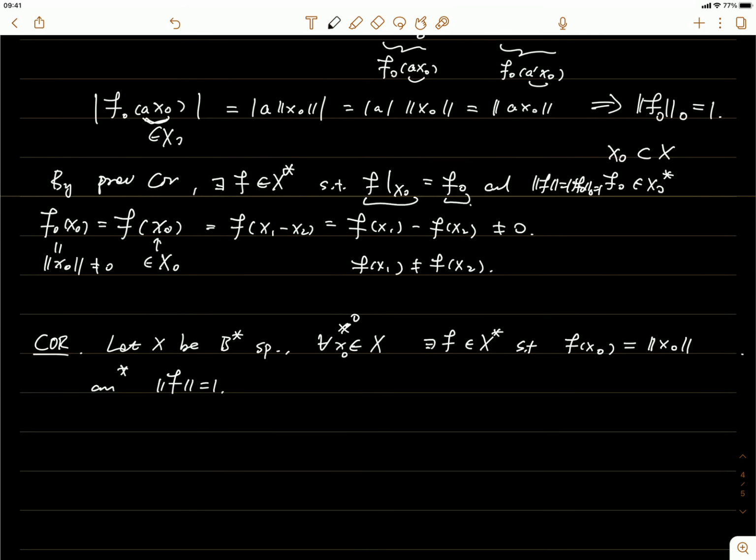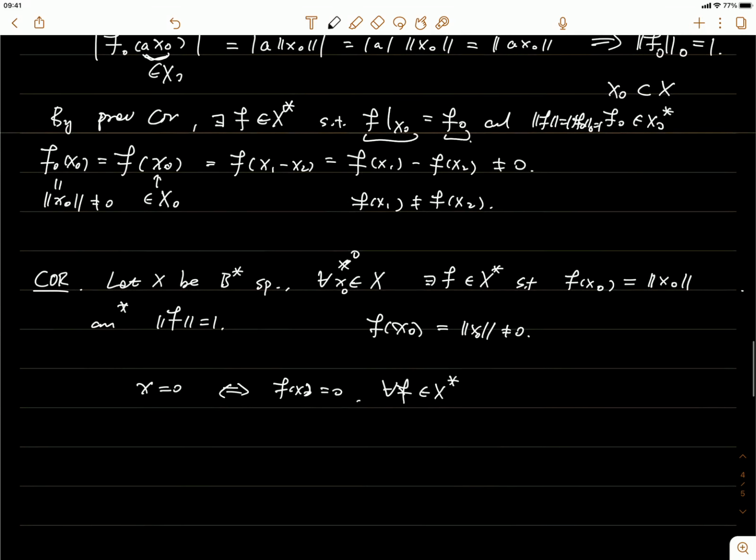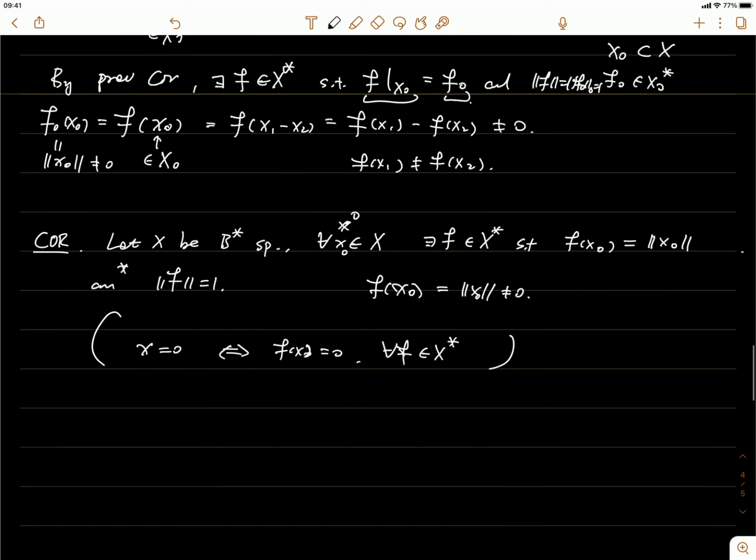What this corollary also tells us is that if you have some x naught which is non-zero, then you must be able to find some linear functional such that f of x naught is non-zero. In this particular case, it is equal to the norm of x naught, which is different from 0. In other words, if you want to show some x is equal to 0, you just need to show that f of x is equal to 0 for any linear functional f. So that's the remark I want to make for the corollary.